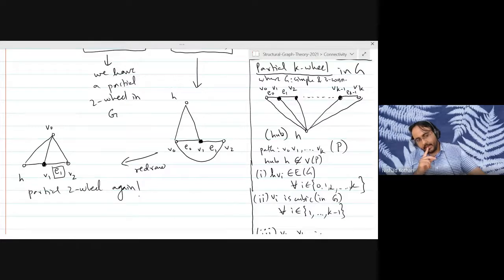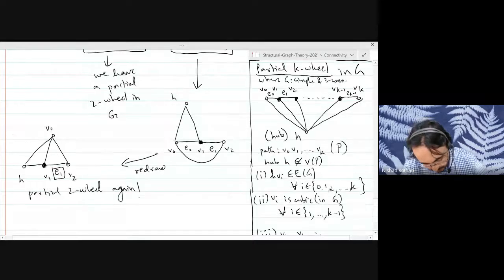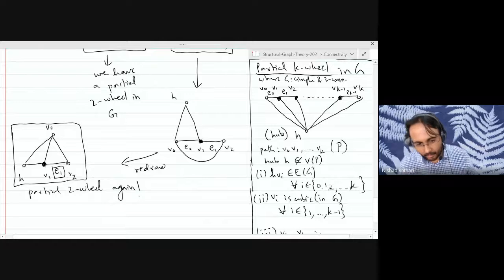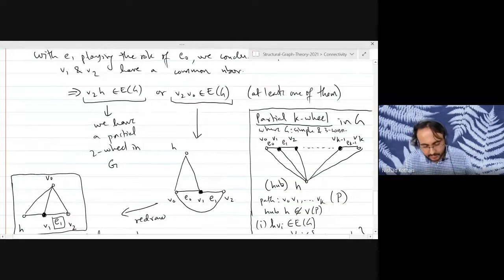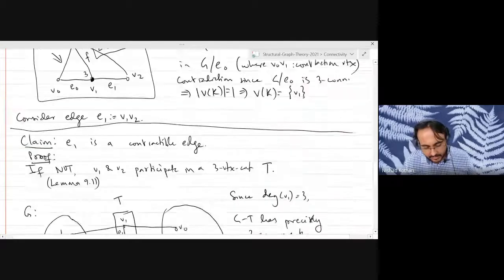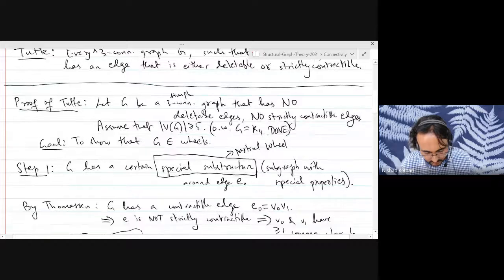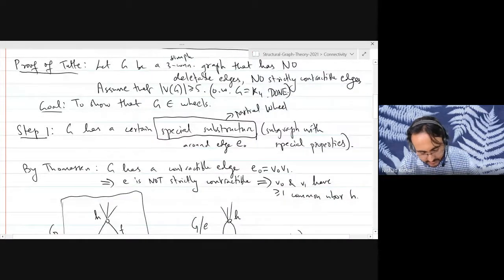Does everybody agree? This is a partial two wheel. Basically, it's just a matter of drawing. Exactly. It's just a matter of drawing. Fine? All right. So what we have shown so far in this proof is that the graph has a partial two wheel. Okay? That completes step 1.